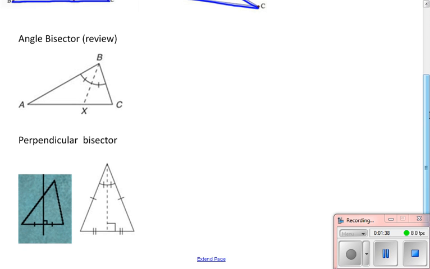Now, just to review from our last unit, we can have an angle bisector. And remember, this is a segment inside of a triangle which cuts the angles exactly in two. And if we know we have an angle bisector, we know we get equal angles.